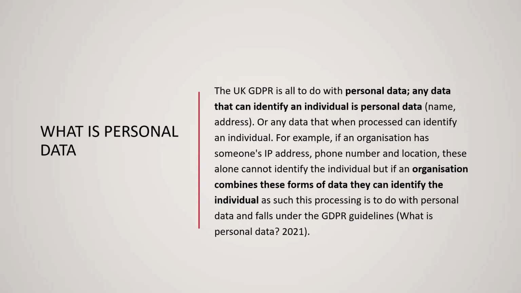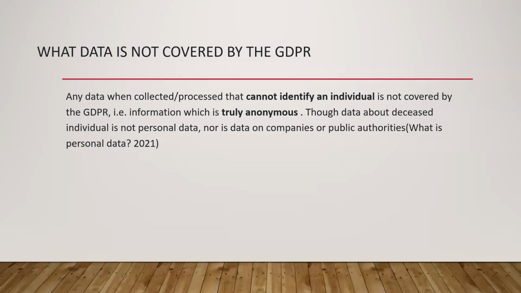So what is personal data? The GDPR is all to do with personal data. Any data that can identify an individual is personal data. So name and address are good examples of personal data. Or any data which, when processed, can identify an individual. For example, someone's IP address, phone number, and location. These alone cannot identify an individual, but if an organization combines these forms of data, they can identify an individual. As such, this processing is to do with personal data and falls under the guidelines of the GDPR.